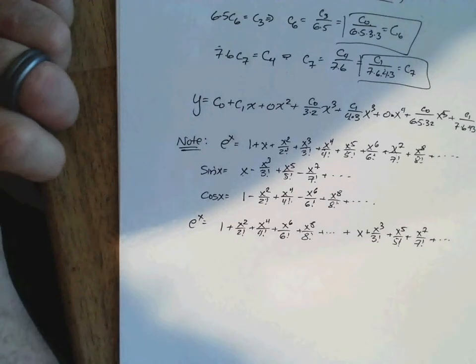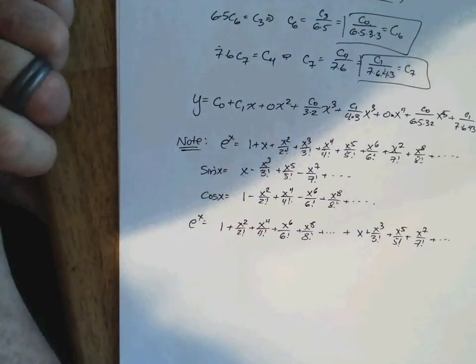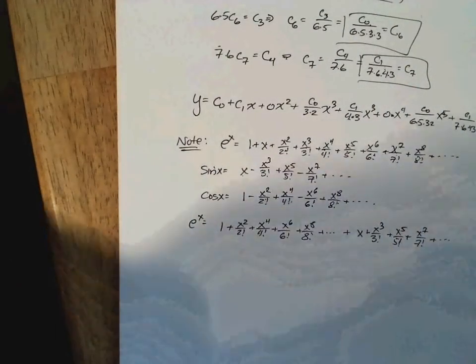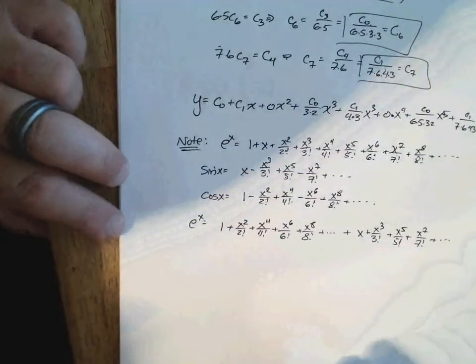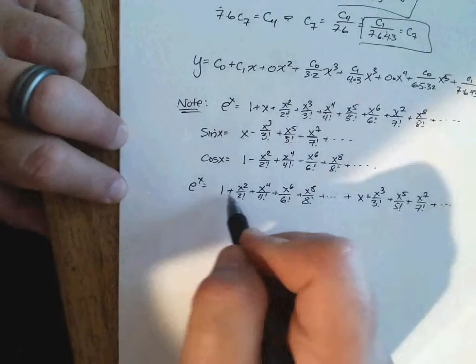Okay? Now, we just rearranged the terms, right? When am I allowed to do that? When this is absolutely convergent, I'm allowed to do that. And this is absolutely convergent. So, what benefit is that?